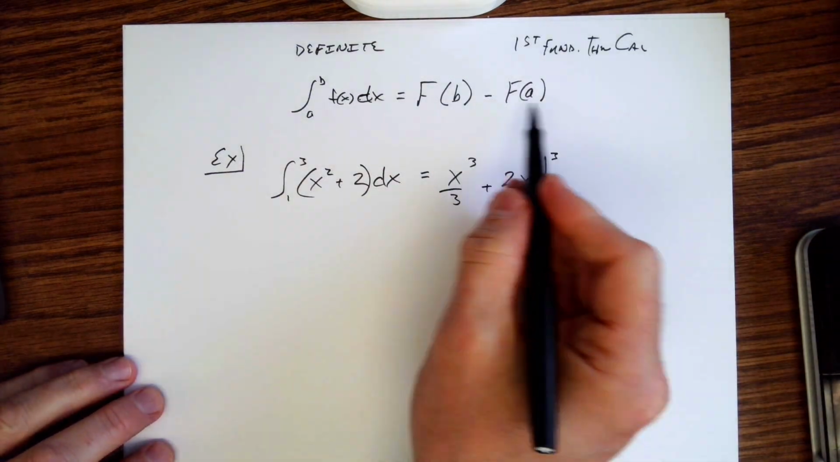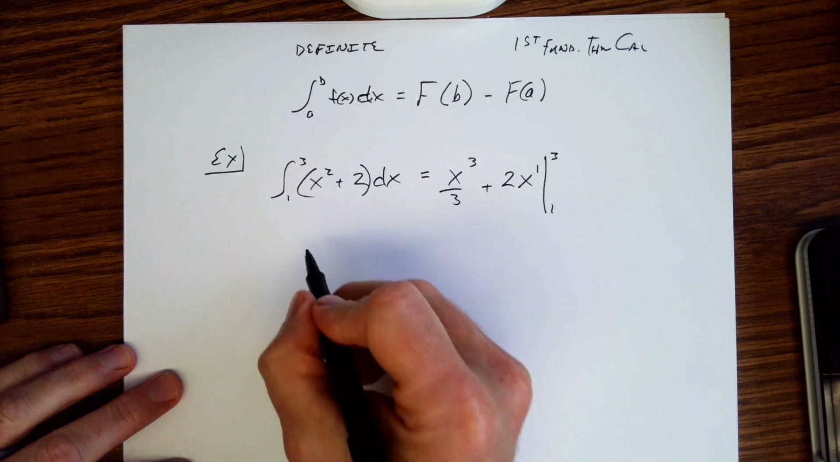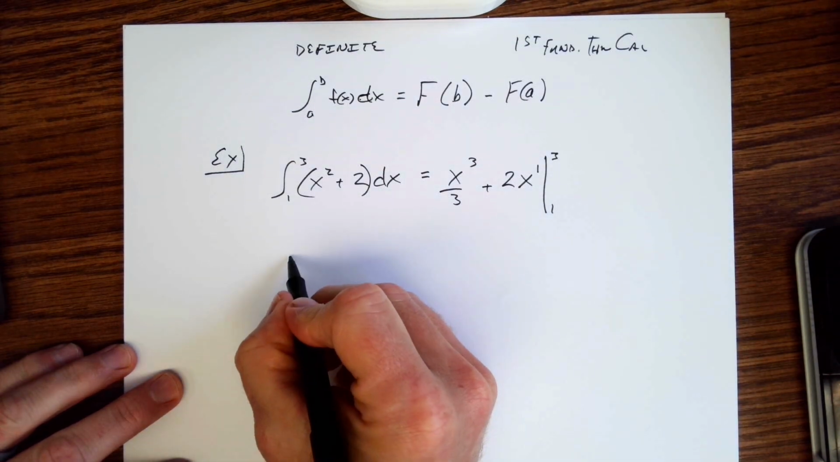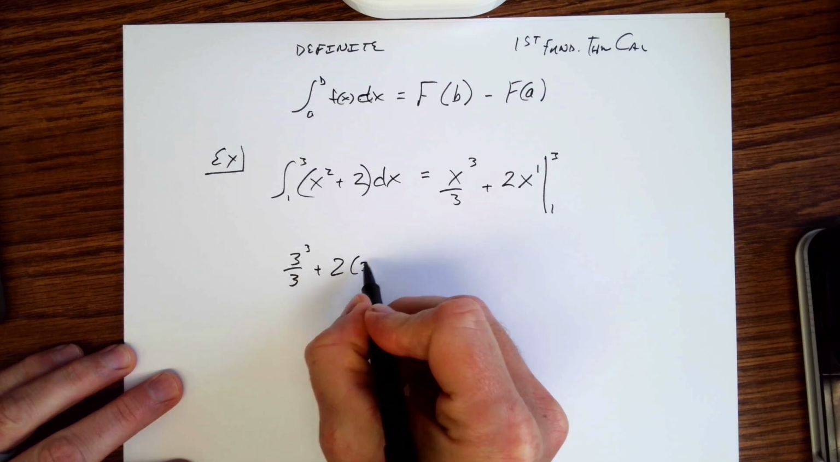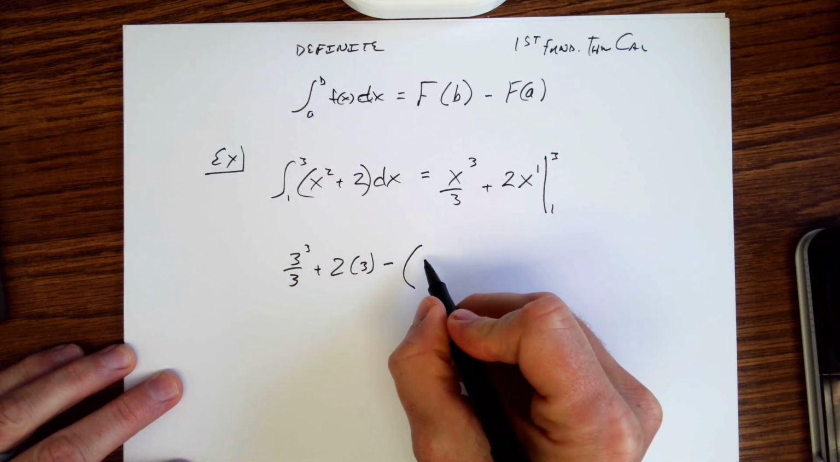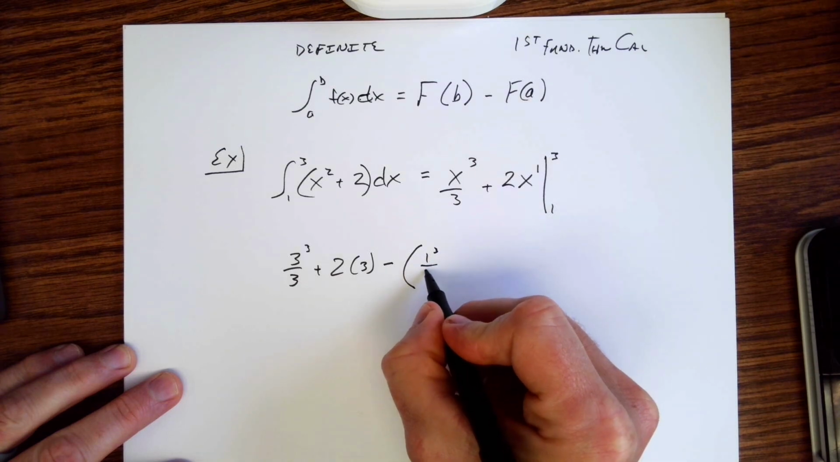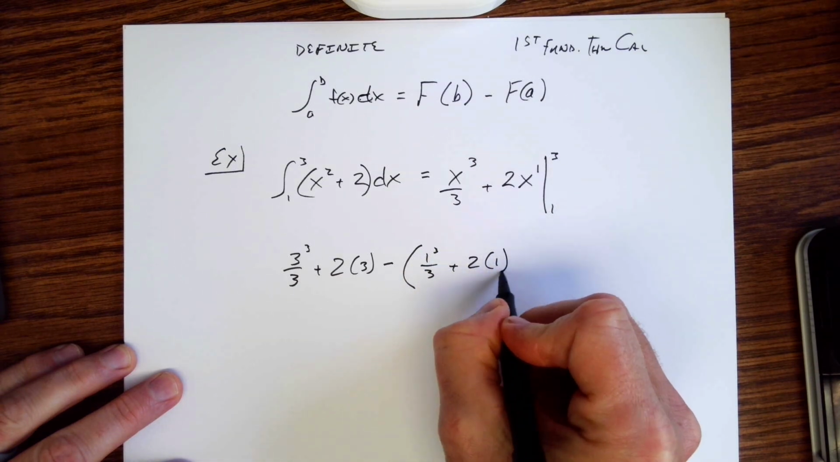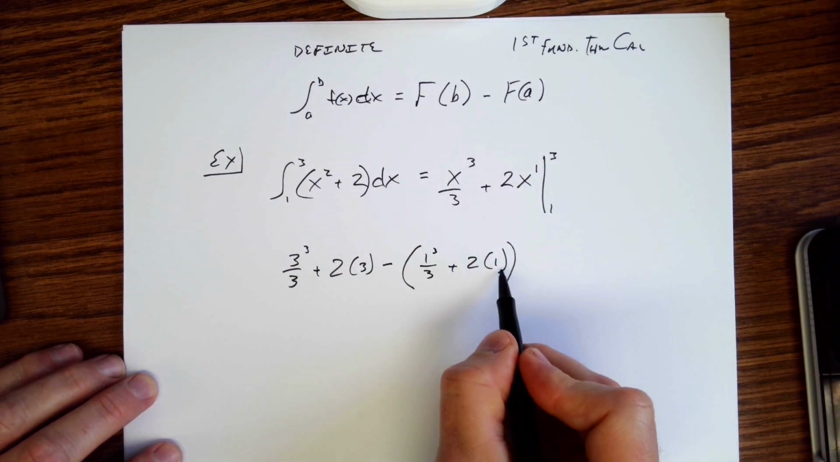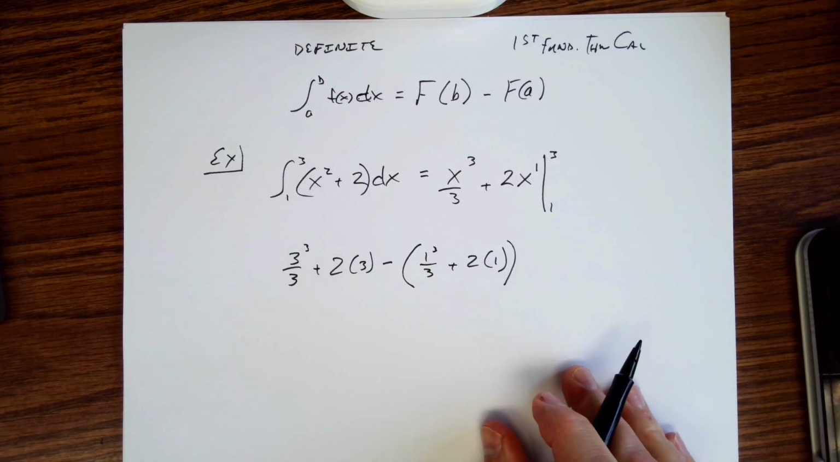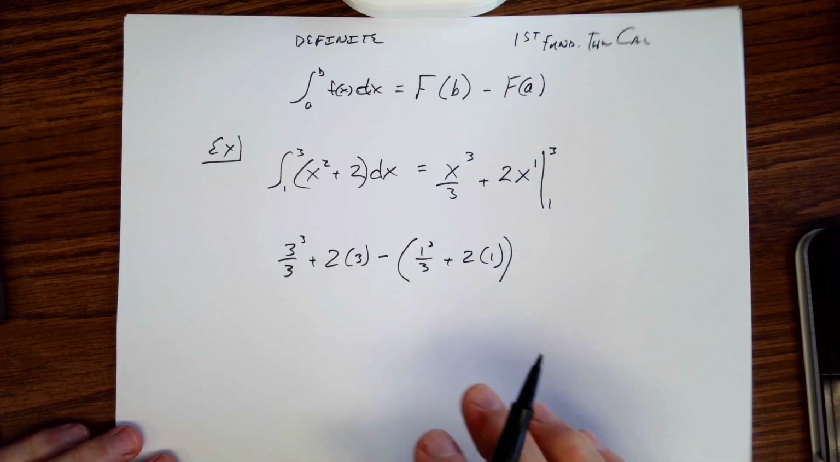And according to this process with the first fundamental theorem of calculus, we stick in the 3, we stick in the 1, right? So 3 cubed over 3 plus 2 times 3, and then minus 1 cubed over 3 plus 2 times 1. If we had the c on there, we'd have plus c here and minus c there, and they would cancel out, so they don't make any difference whatsoever in this process.